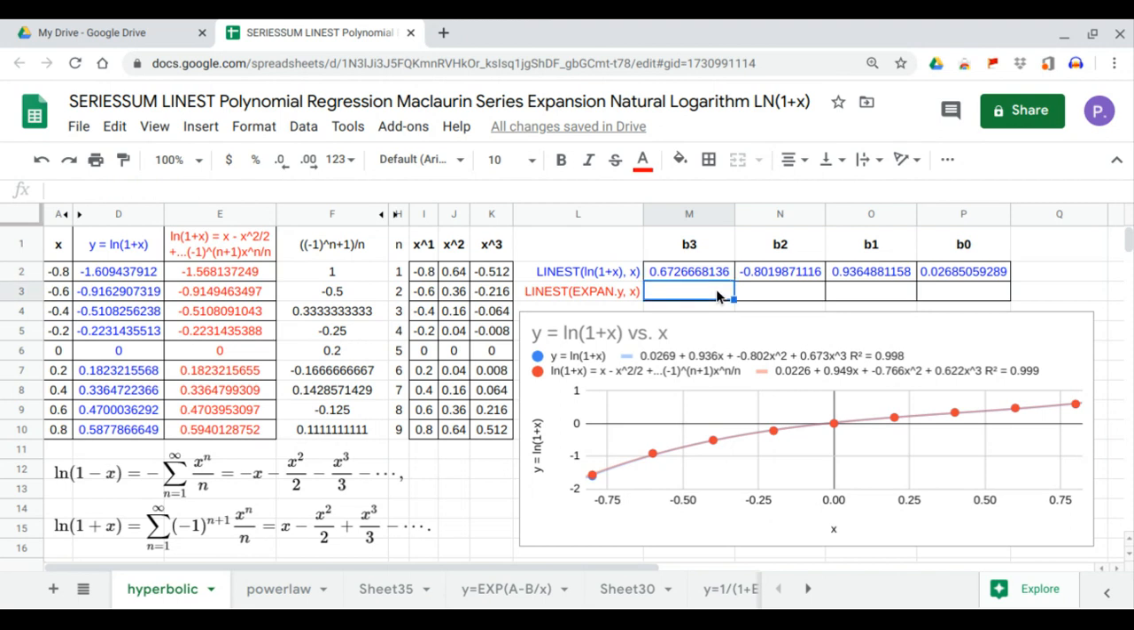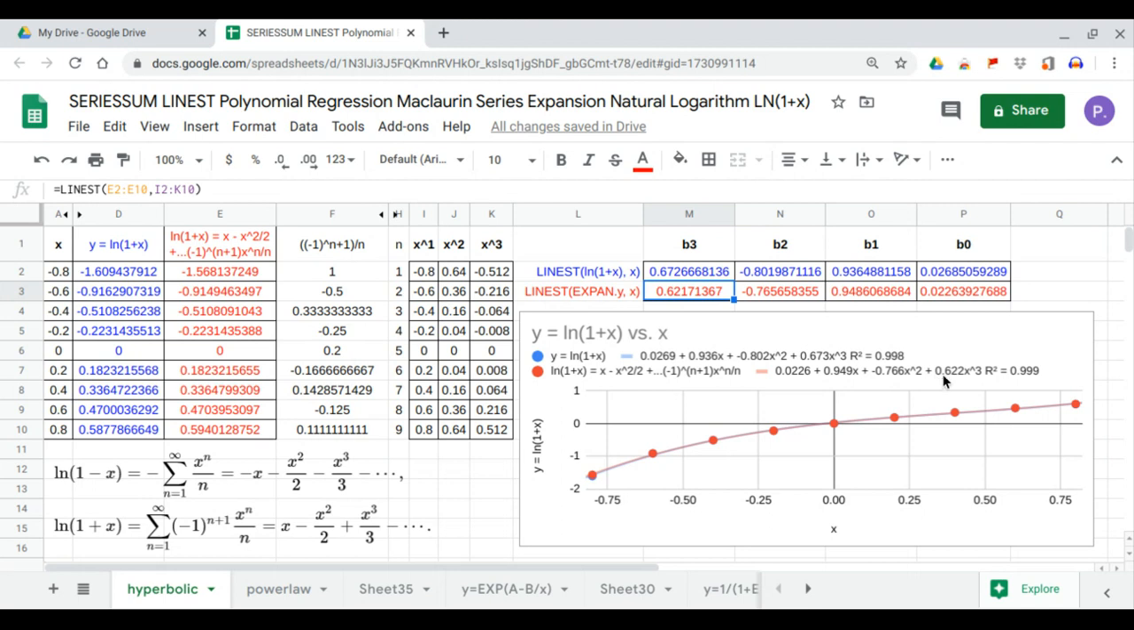We now go to the expansion, which is LINEST of data y and data x. Our B0 is 0.0266. It's the same. Our B1 is 0.9486, rounded as 0.949. Our B2 is negative 0.76565, rounded as negative 0.766. And our B3 is 0.621, rounded as 0.622.